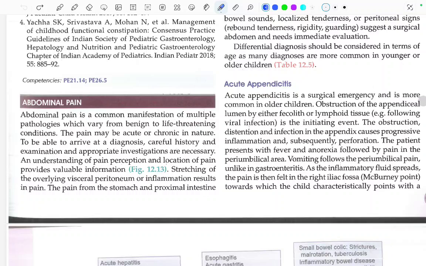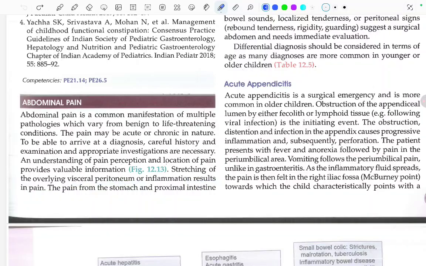Okay, so pain may be what? Acute or chronic in nature. To be able to arrive at the diagnosis, careful history, examination and appropriate investigations are necessary. An understanding of pain perception and location of pain provides valuable information. Stretching of the overlying visceral peritoneum or inflammation results in the pain. Fine, when there is stretching of the visceral peritoneum or inflammation, then that results in pain.